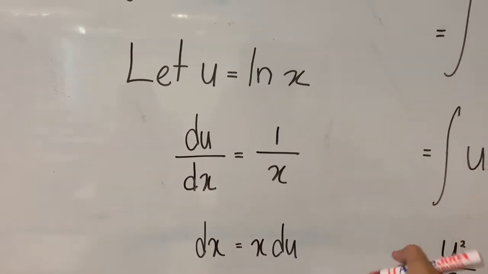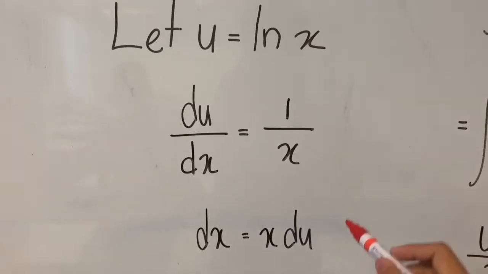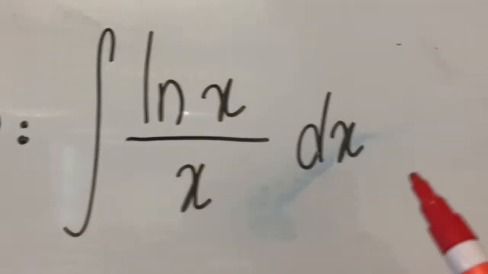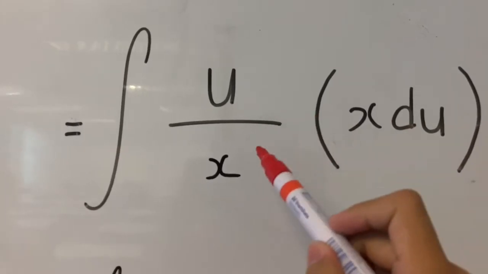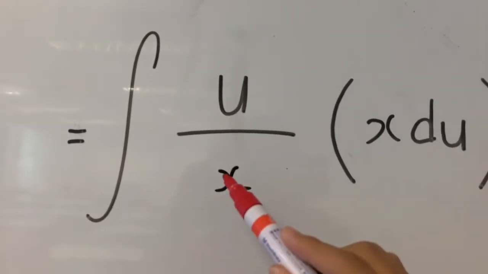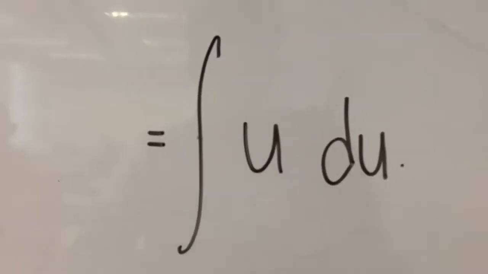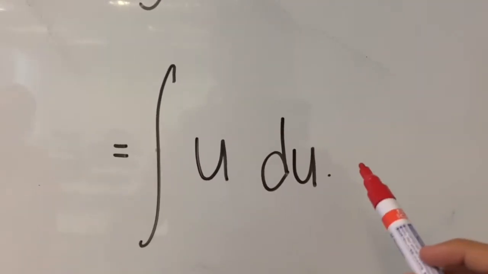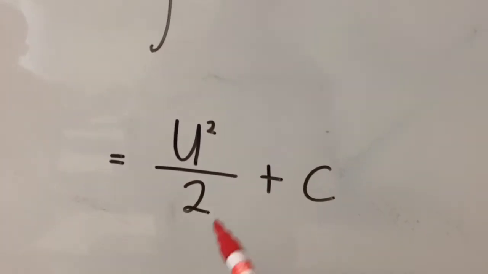So after we find the terms u equals ln x and also dx equals x du, we need to sub these two terms back into the original equation. So it will be like this: integration u over x times x du. From here, we can simply cancel out the terms of x. So the expression will be like this: integrate u du. And then we need to integrate the equation, so it will be u to the power of 2 over 2 plus c.